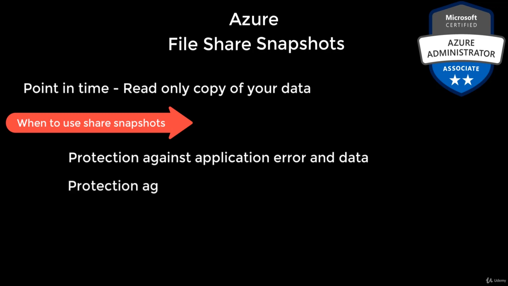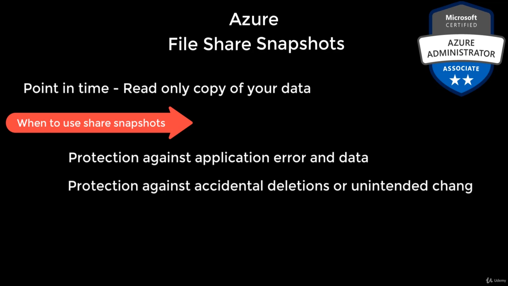How about protecting from accidental deletions or unintended changes? Needless to explain this, imagine that you're working on a text file in a file share. After the text file is closed, you lose the ability to undo any of your changes. In these cases, you will need an option to recover a previous version of the file. You can use share snapshots to recover previous versions of the file if it's accidentally renamed or deleted.